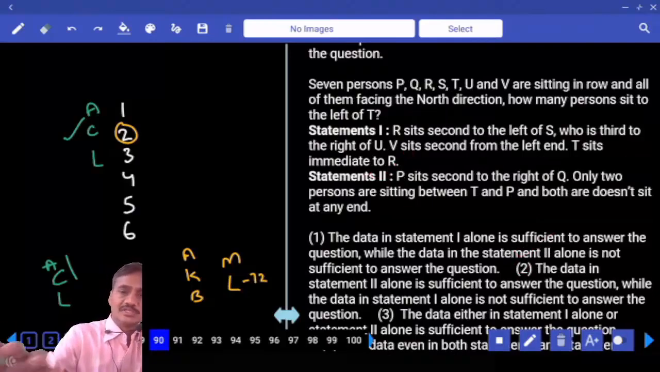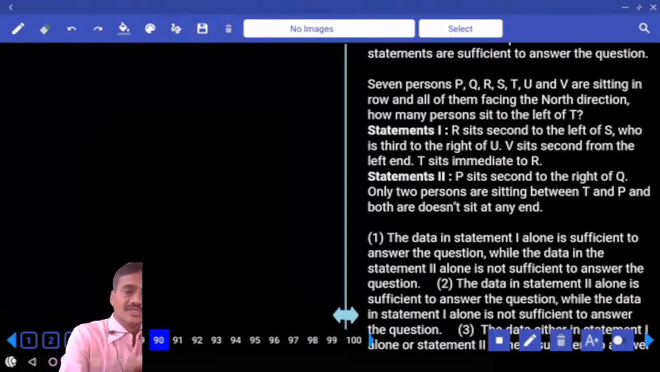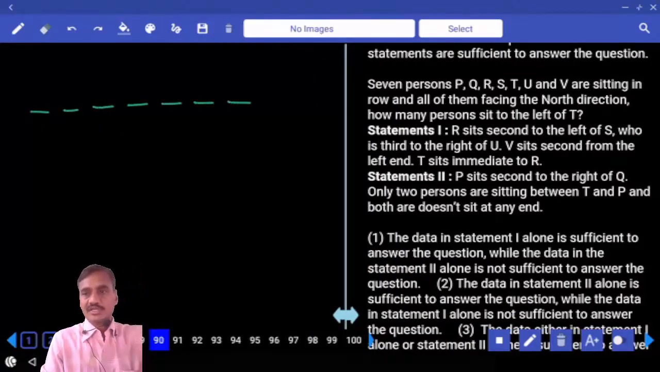Then coming to this next question. Now in this, how many persons do we have? There are 7 persons sitting in a row, 1, 2, 3, 4, 5, 6, 7, and they are sitting in a row facing towards north.